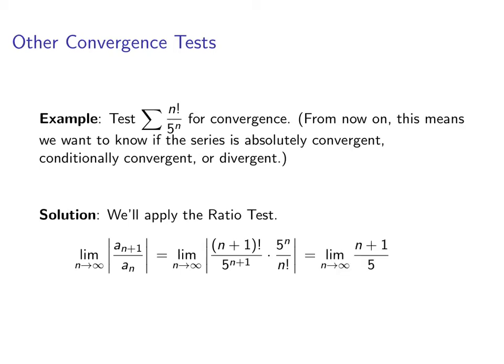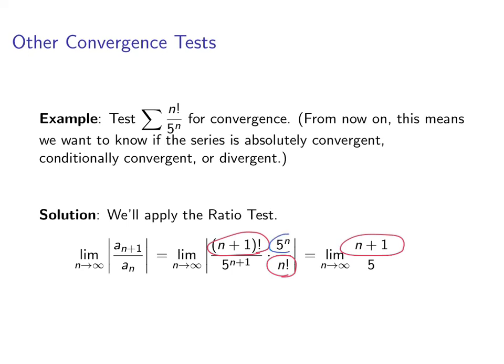If you cancel things out, n plus 1 factorial over n factorial is equal to n plus 1. You really should think about why that's true. Don't just blow past this. It's important to understand how n plus 1 factorial over n factorial cancels out to n plus 1.